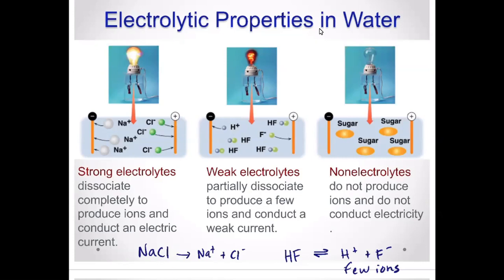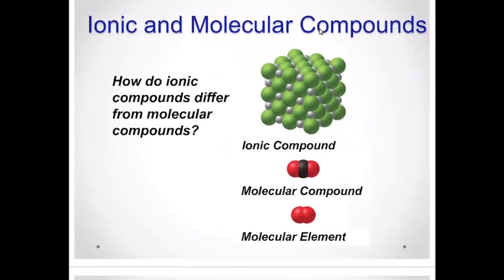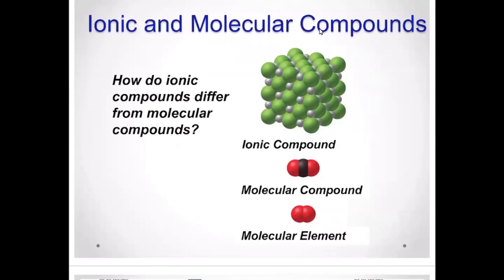And then a non-electrolyte is something that does not conduct electricity. So if you put it in water, like sugar, it will dissolve, but it cannot conduct electricity because the sugar molecule is not an ion. It's a molecular compound. So in this case, this one is molecular. This one is molecular, and this one is ionic. And you can have some, like this weak acid, in between.